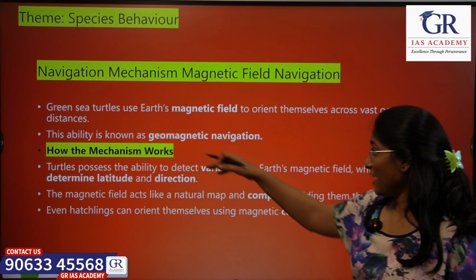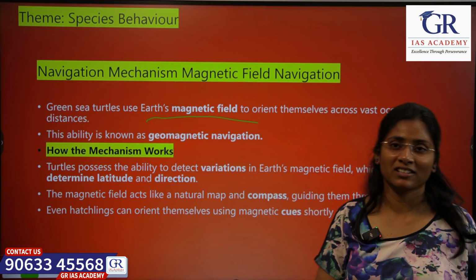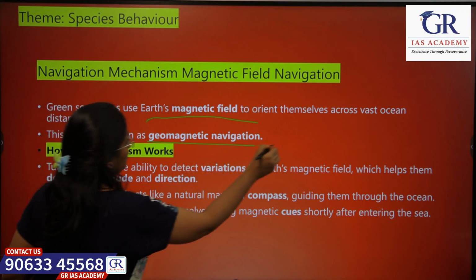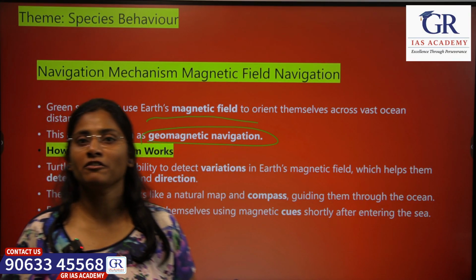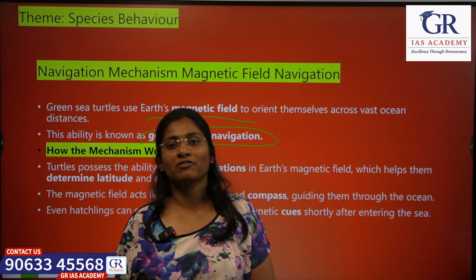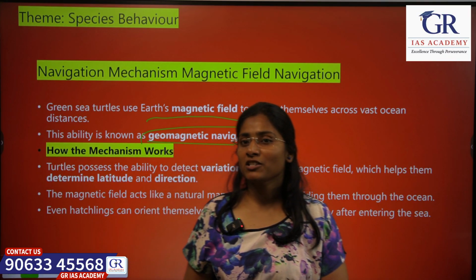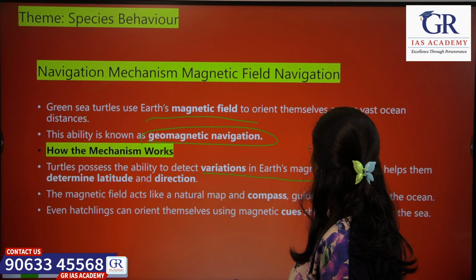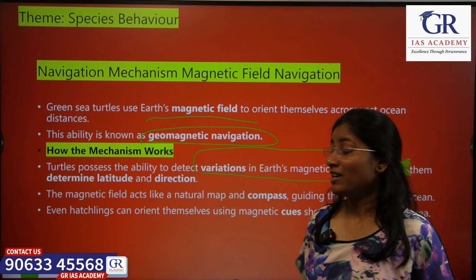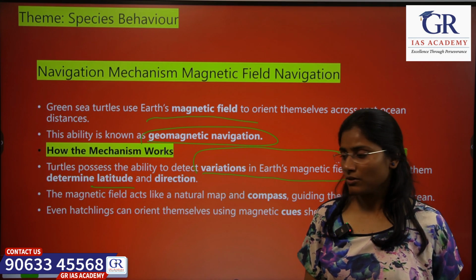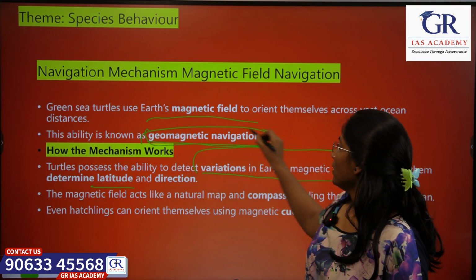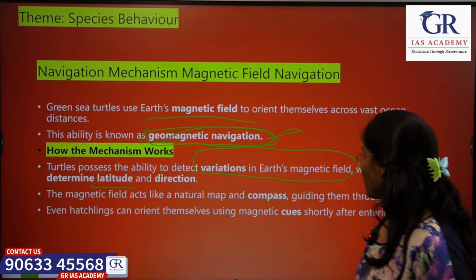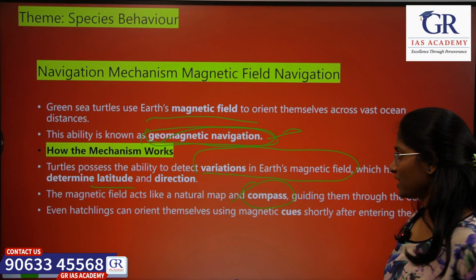I already told you it uses Earth's magnetic field like a compass. This feature of green sea turtles using Earth's magnetic field as a compass to reach their destinations is called geomagnetic navigation. So how does it work? Turtles can detect variations in Earth's magnetic field, the latitude, and the direction. That's how they travel from one place to another. They use Earth like a compass.